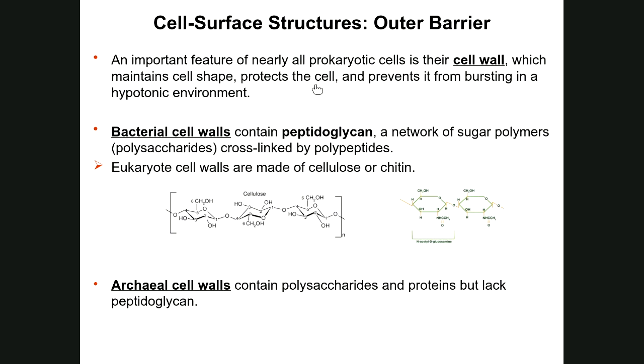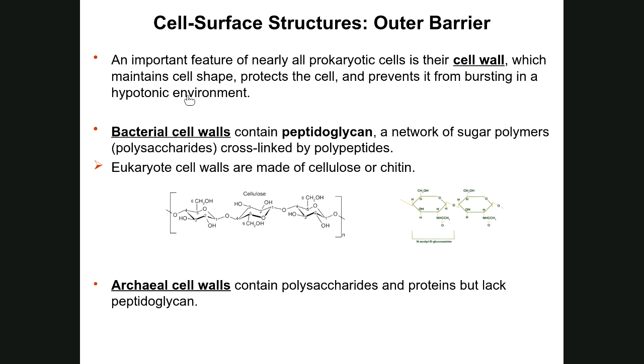The most popular function that you hear about is it protects the cell. And then you could actually put this under cell shape. It prevents the cell from bursting in a hypotonic environment. In other words, in an environment where the solute concentration around the prokaryote is lower than what's in the prokaryote. So that can cause prokaryotes to take on water through osmosis, but that cell wall helps counter that osmotic pressure or the flow of water so that the prokaryote doesn't balloon up, swell up, and rupture.